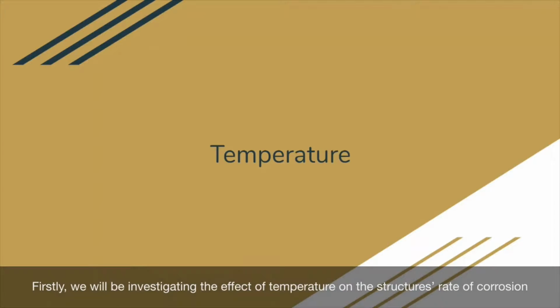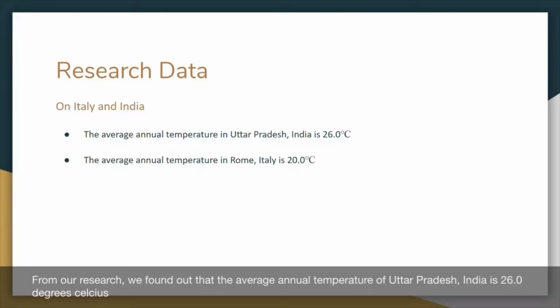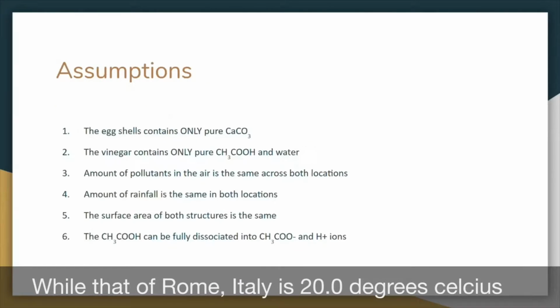Firstly, we will be investigating the effect of temperature on the structure's rate of corrosion. From our research, we found out that the average annual temperature of Uttar Pradesh, India is 26.0 degrees Celsius, while that of Rome, Italy is 20.0 degrees Celsius.